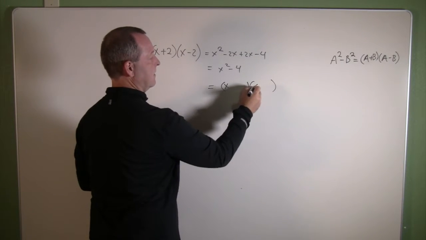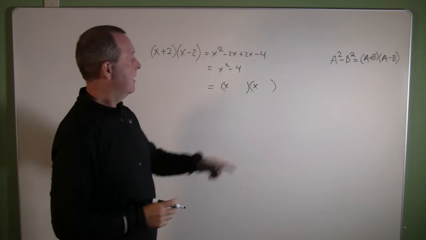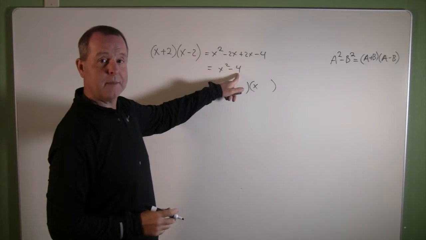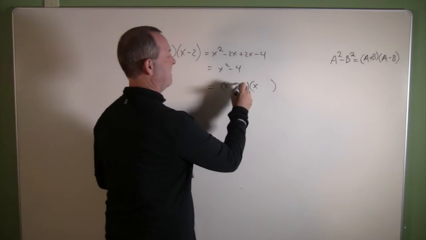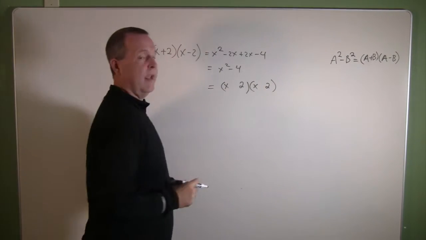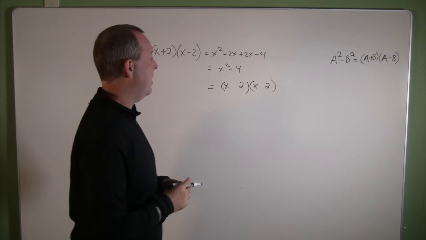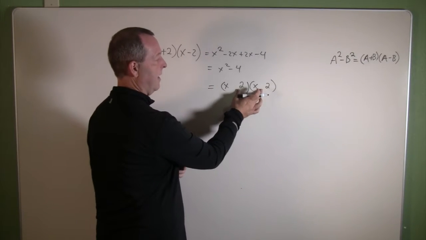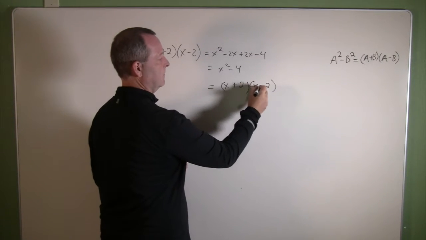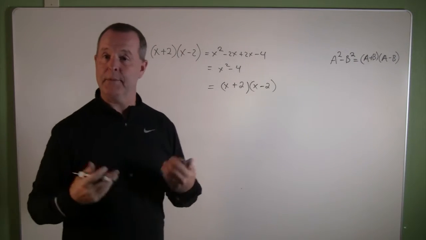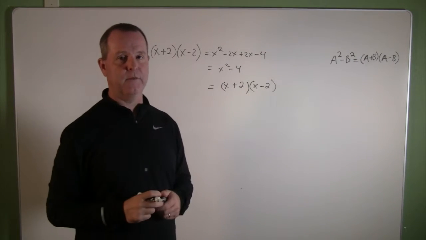That's going to be an x. That's going to be an x. I take the square root of 4. What times what makes a 4? A 2. And then I know the signs are going to be one of each. One's going to be positive, one's going to be negative. Doesn't matter. There you go. I was able to factor x squared minus 4.